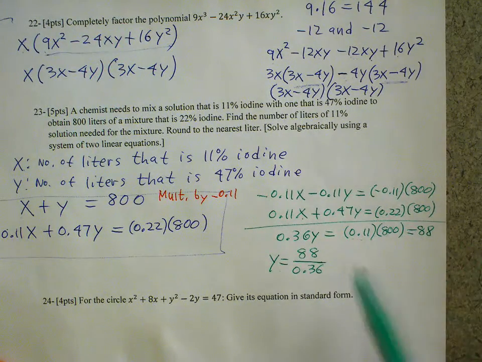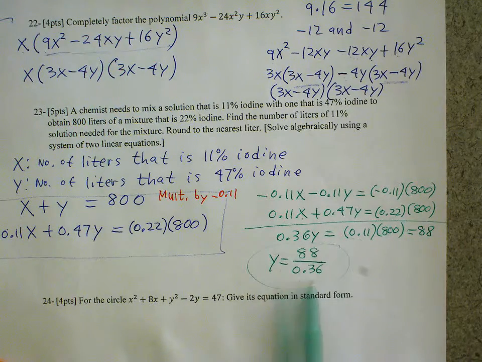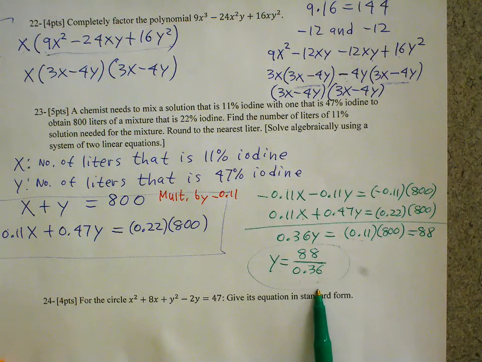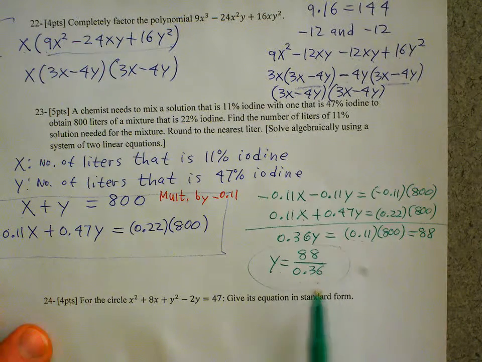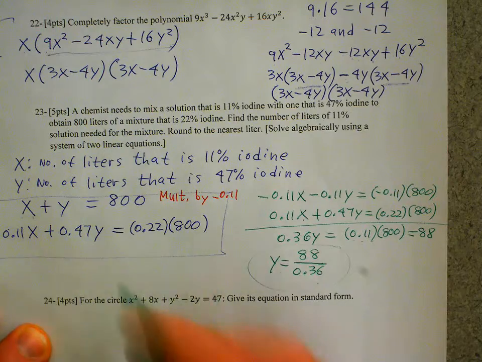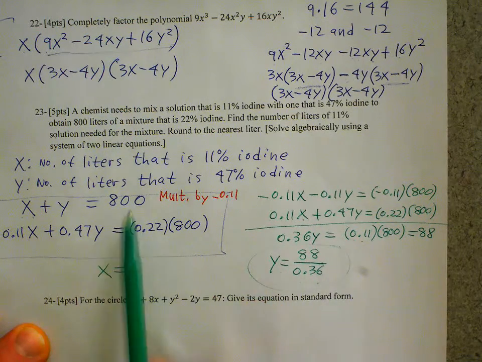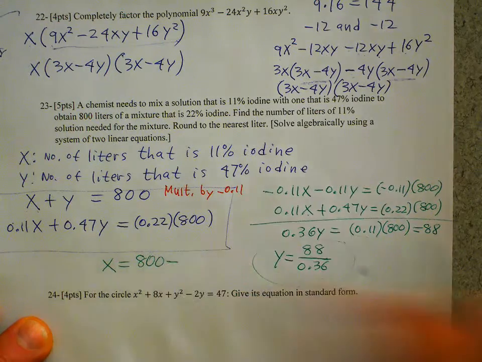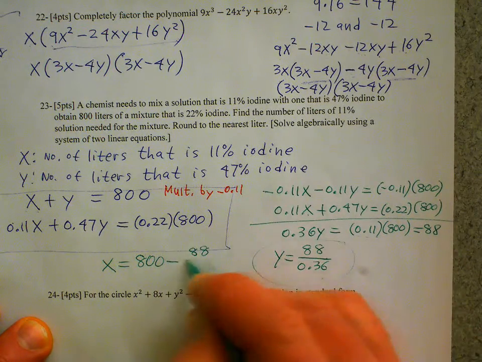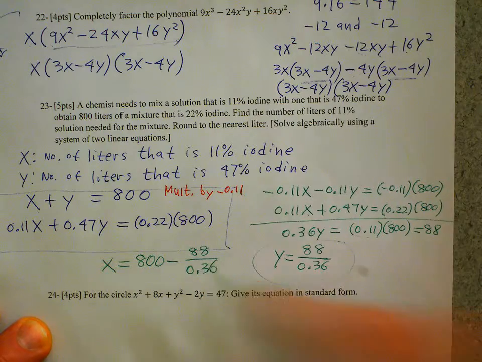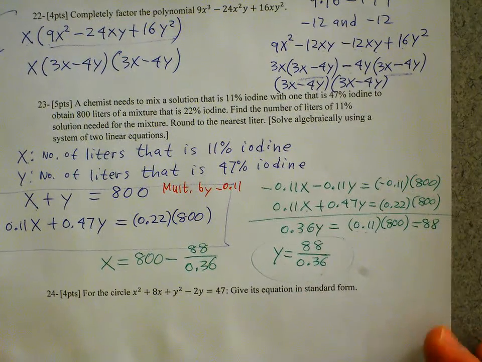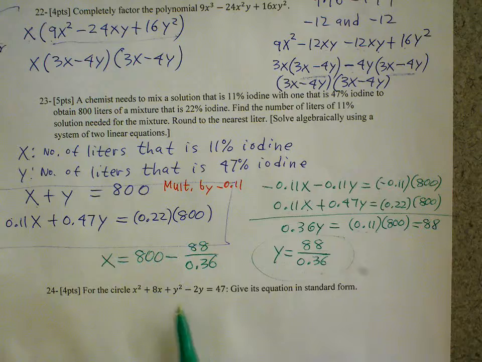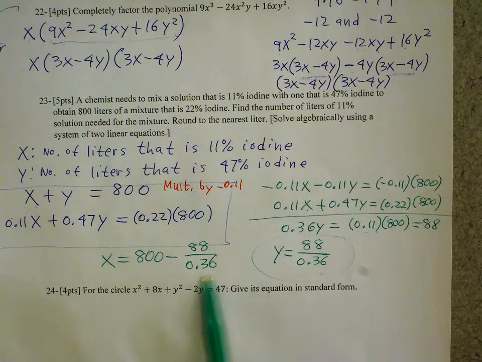You can use a calculator to get a decimal answer for that. And then the x quantity is 800 minus y, so x is 800 minus 88 divided by 0.36. Okay, so I'll leave the rest of that for you to do. Just key those into your calculator and simplify.